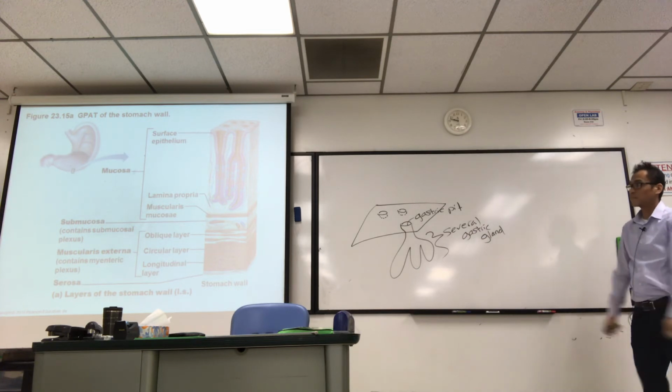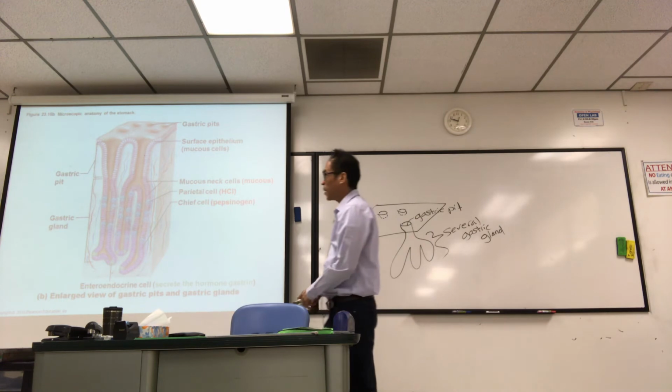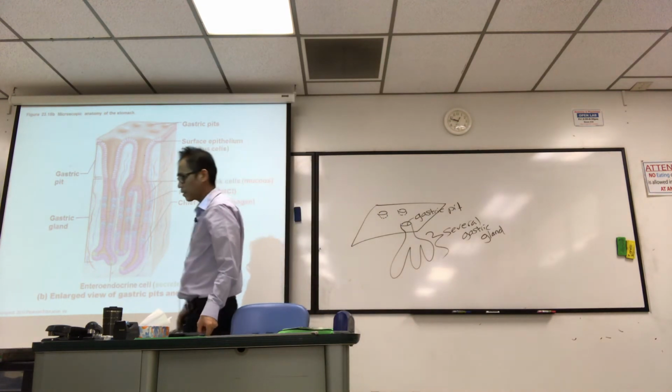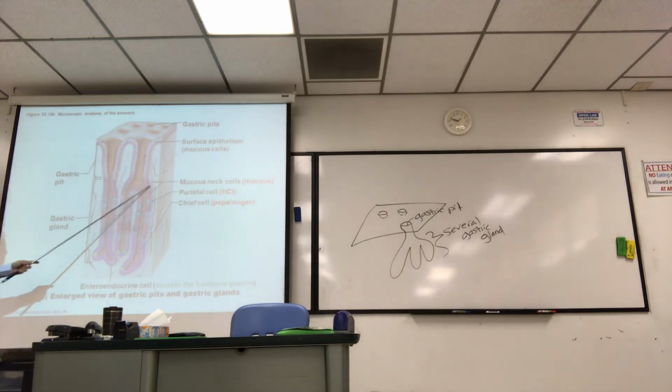All right. Here is just showing you the pit and the gland. The pit leads to the gland, pit on top, glands on the bottom, and you should be able to identify some of these cells.